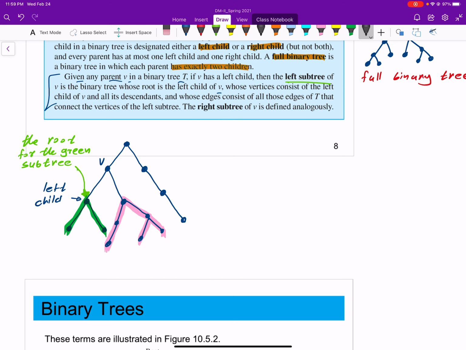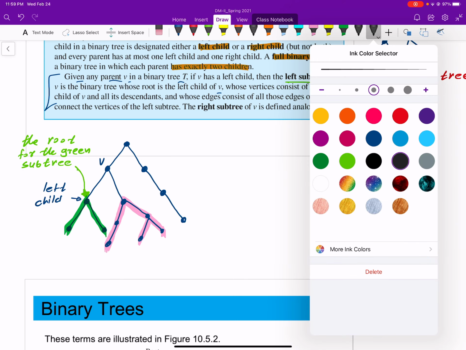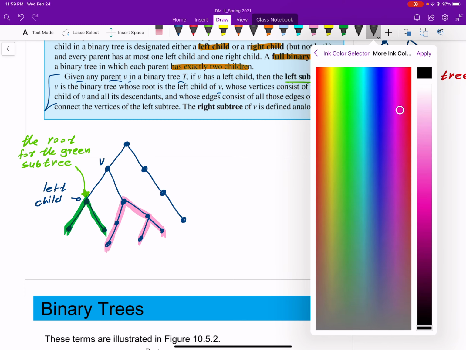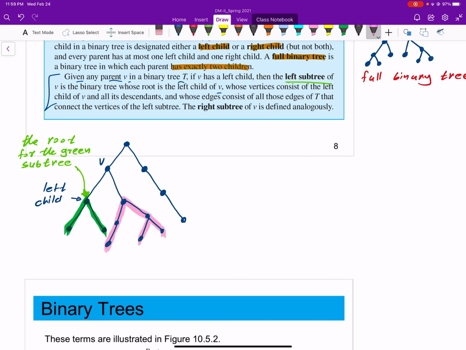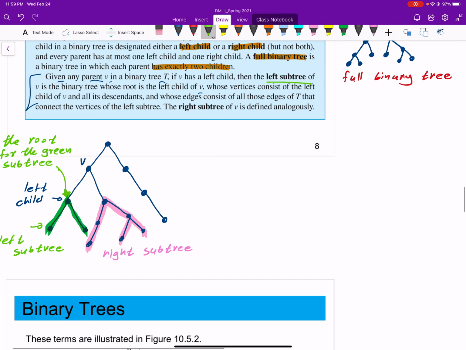Already the right subtree. Where's the pink? This is the right subtree. This is the left subtree. All right, you know about subtrees now.